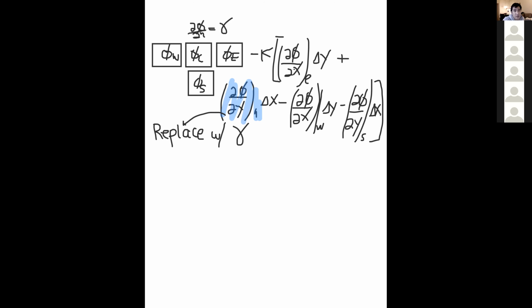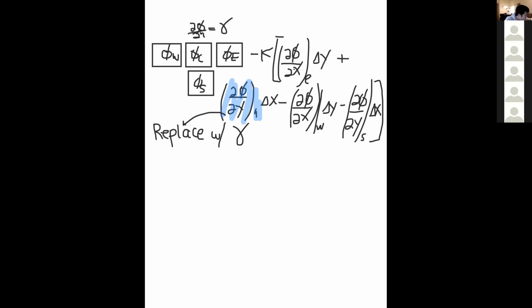Because remember, the Neumann condition is we're prescribing basically the derivative at that boundary. And then, just naturally through our finite volume formulation, we get these expressions where we're evaluating these derivatives on each of the boundaries of our cell. So we can take that entire thing that I've highlighted and just replace it with gamma, and that becomes our Neumann condition. Let's work through the math for that.